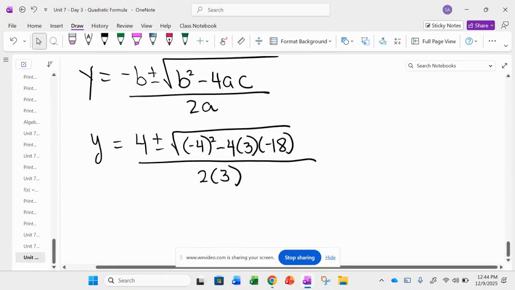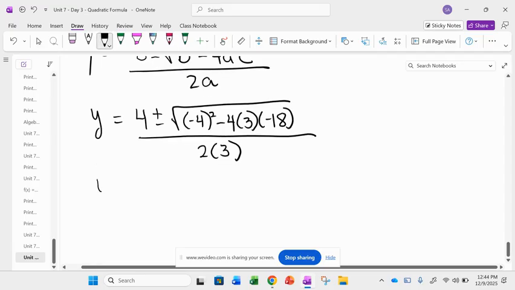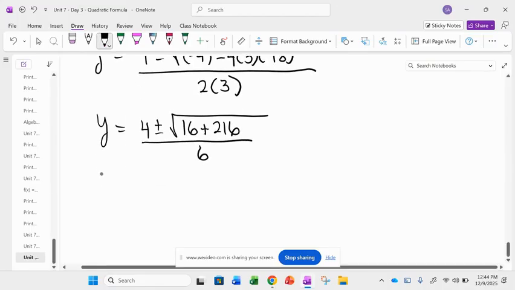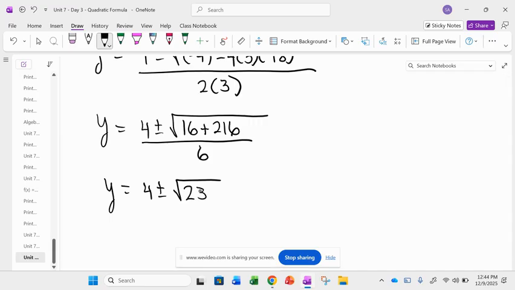We're going to be having a bigger number underneath that radical. So we have y is equal to 4 plus or minus the square root of 16 plus 216 all over 6. So we have 232 all over 6. Should I try to simplify the root of 232?